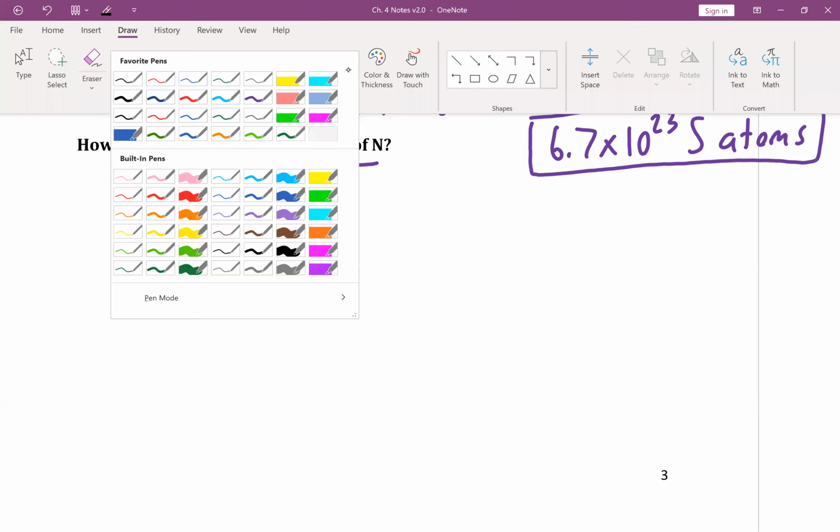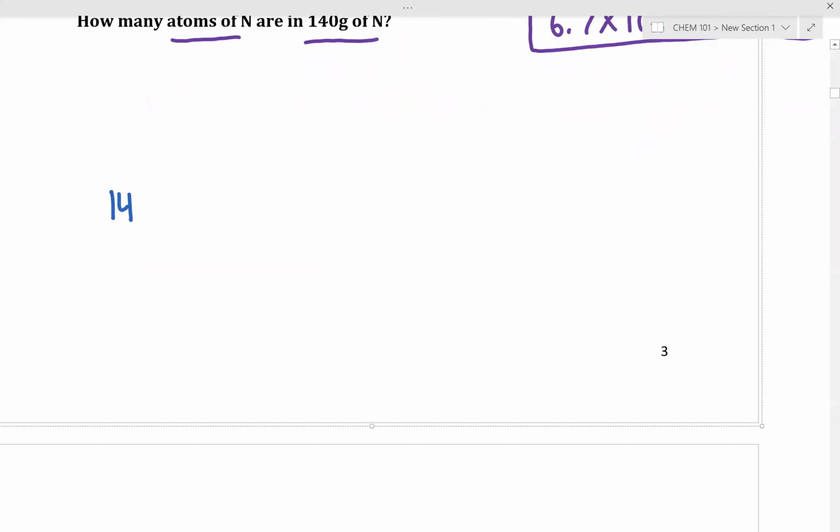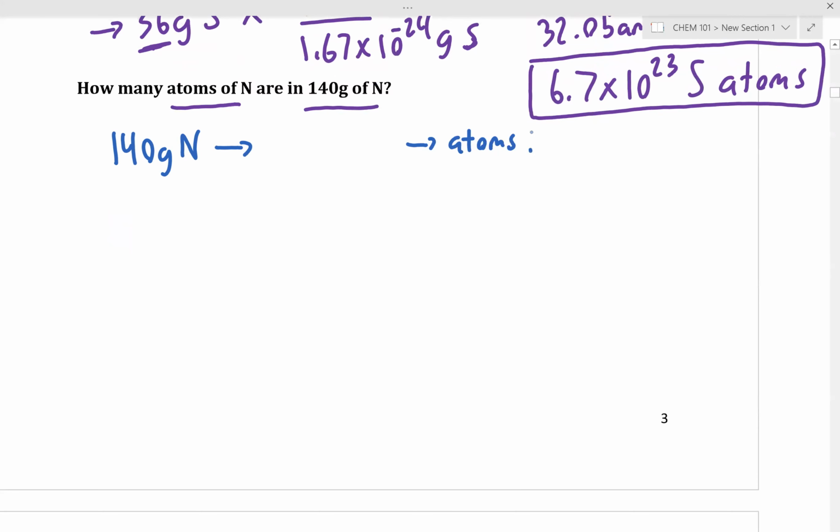And first and foremost, let's establish what we're trying to do. We are starting off in terms of initial values with 140 grams of nitrogen. In the end, we want to report the atoms of nitrogen. Okay, so with that established, what is our bridge between grams and atoms? AMU, exactly.